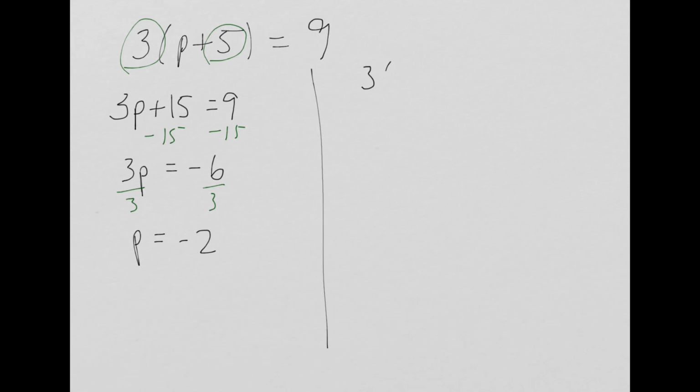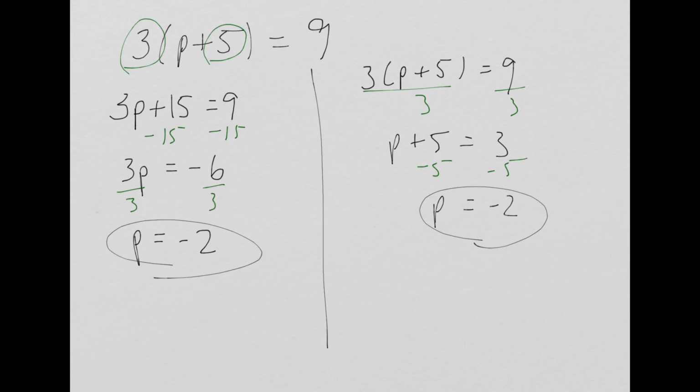Let me rewrite it over here. So I got 3 times p plus 5 equals 9. I don't have to distribute that 3. I could just go ahead and divide by 3 to begin with. So I'll get p plus 5 equals 3. Now why is p not by itself? Because of that 5, so I've got to subtract 5 from both sides. P equals negative 2. Same answer, just two ways to do it. I don't really care which one you choose. Do the one that makes more sense to you.